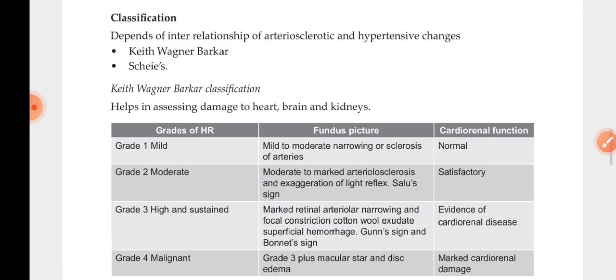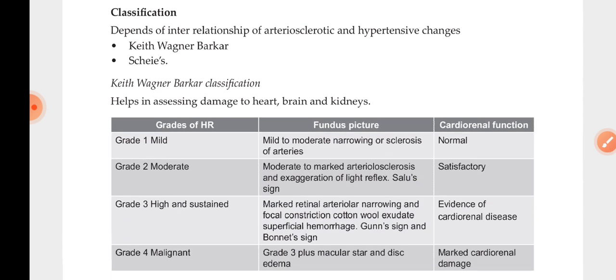Now coming to the classification of hypertensive retinopathy, which depends upon the interrelationship of atherosclerotic and hypertensive changes. We have two classifications: Keith-Wagner-Barker classification and Scheie's classification. Keith-Wagner-Barker classification helps in assessing damage to the heart, brain and kidney.